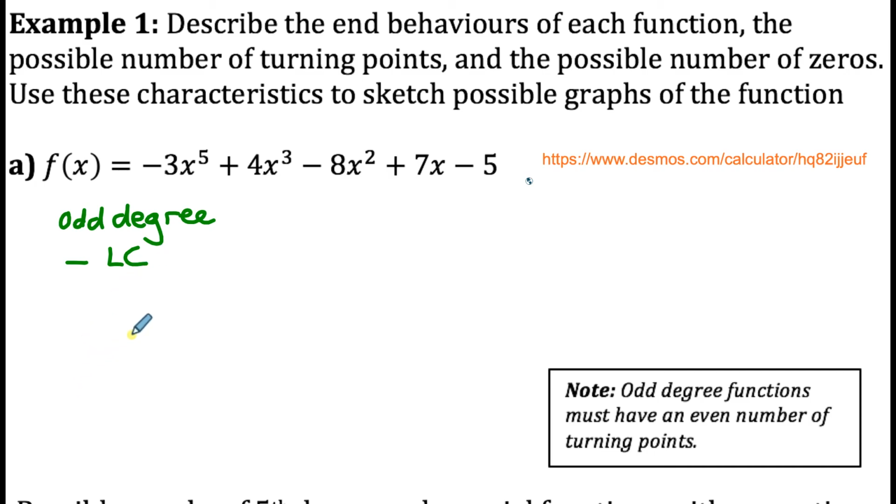That's what negative LC means, negative leading coefficient. So based on that information, odd degree and negative leading coefficient, I know that its end behavior is going to be from Q2 to Q4. And let me just show this to you in Desmos as well.